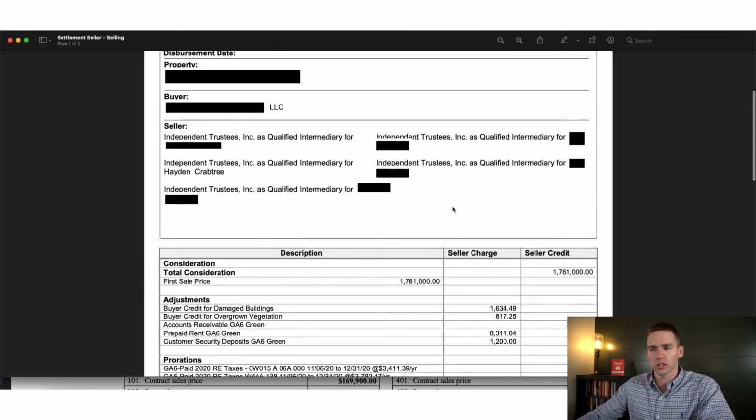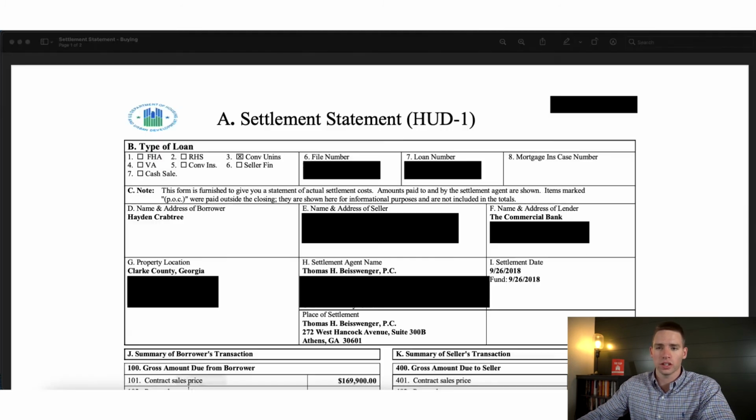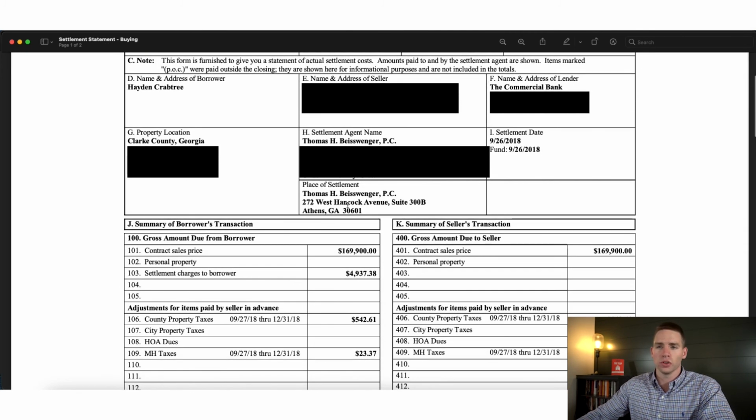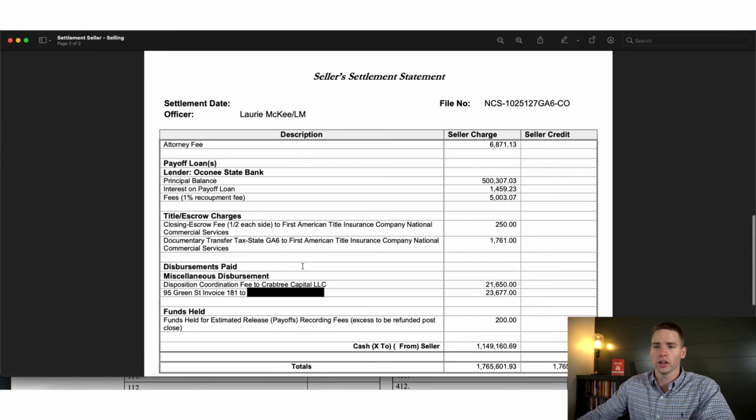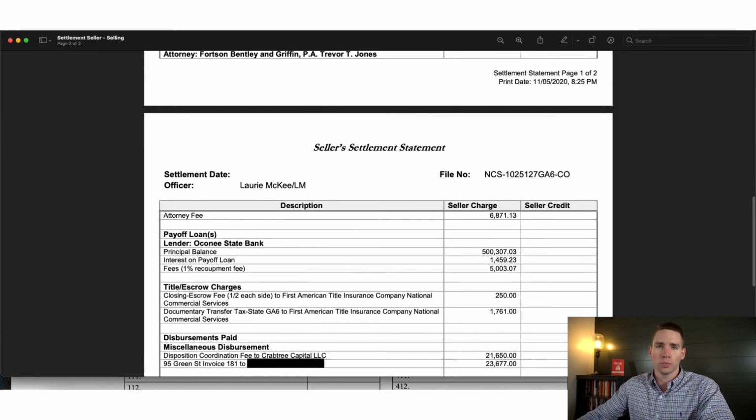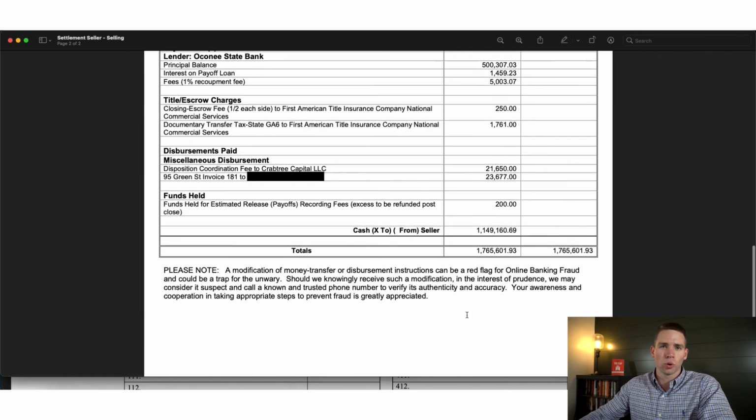If you guys have any questions about this, again, this one was a little bit different than the last one, because on the last one, if you remember, and we can see here, they had the summary of borrower's transaction and summary of seller's transaction on the same page. But in this one right here, this is all just seller. There's no buyer here. So they would have a separate one of these in the same format for the buyer.